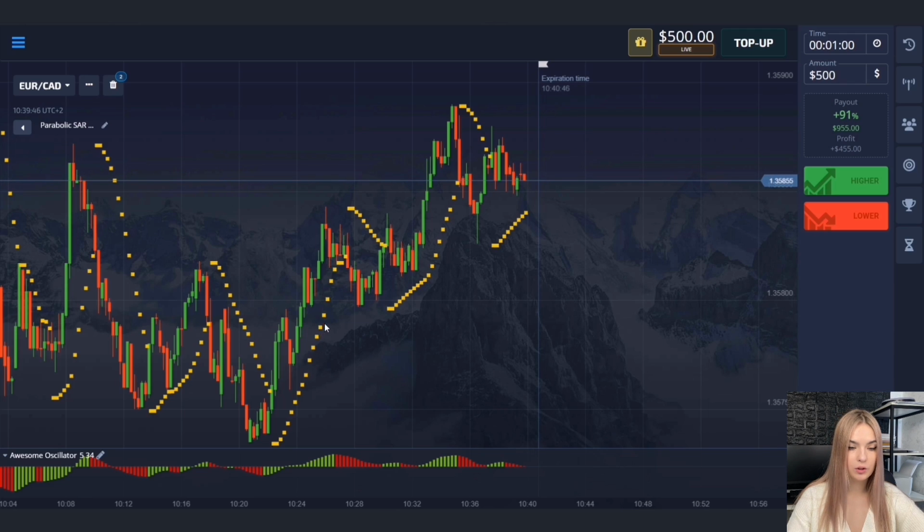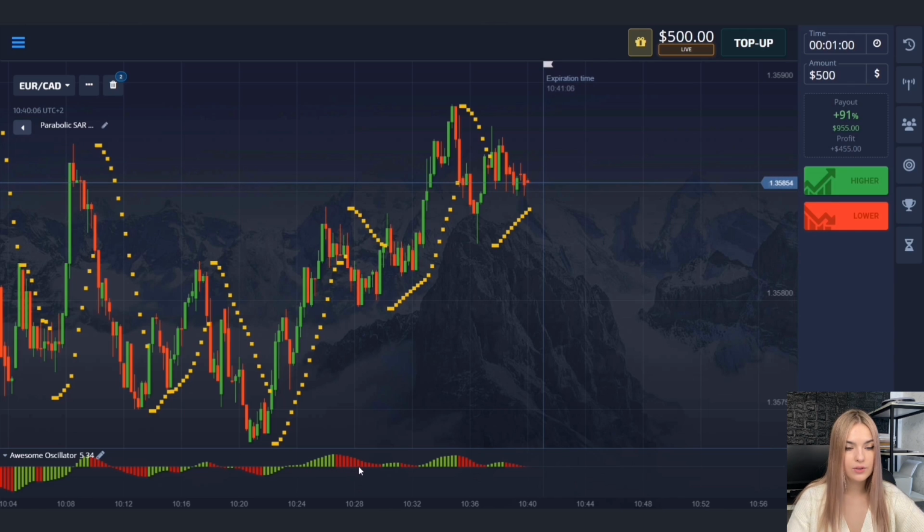Also, when the dots begin to approach directly to the candles themselves, this situation tells us that in the near future there will be a reversal point and the price will fall and dots will begin to appear above our chart. And here we really see that points have begun to form above our chart and the price has gone down. And here we could open a deal for a decrease.